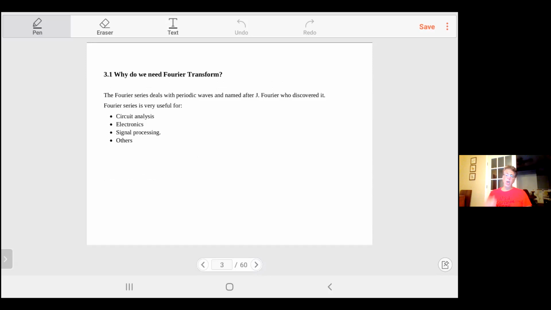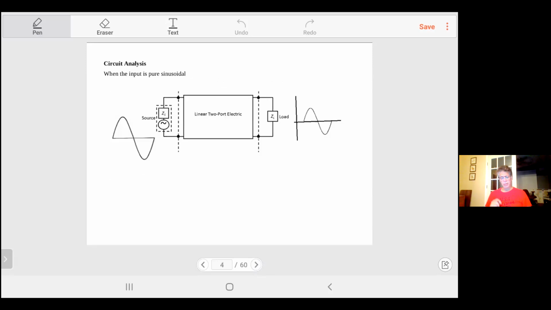Well, first, do we need to learn about Fourier series as an electrical engineer or mechanical engineer? Yes, we need to, of course. We need it to analyze electric circuits and to study electronics, signal processing, and many other applications. Well, let me give you one example.